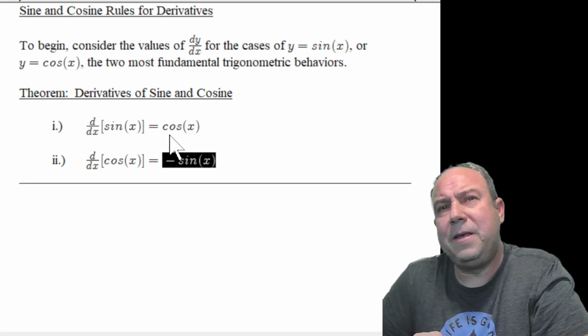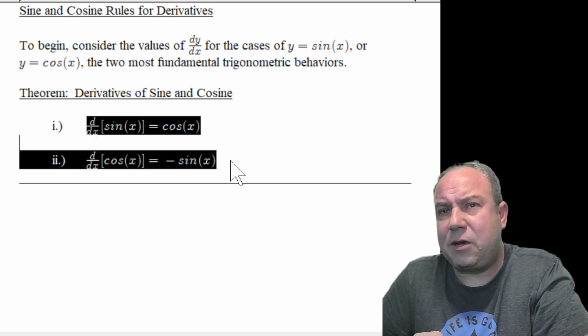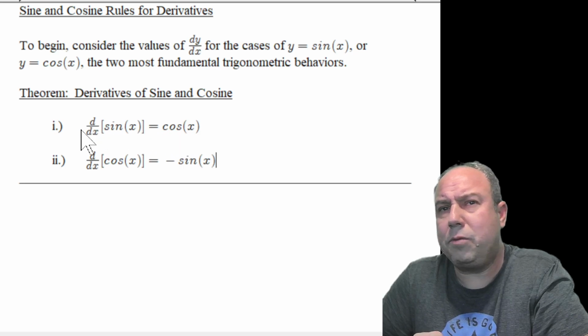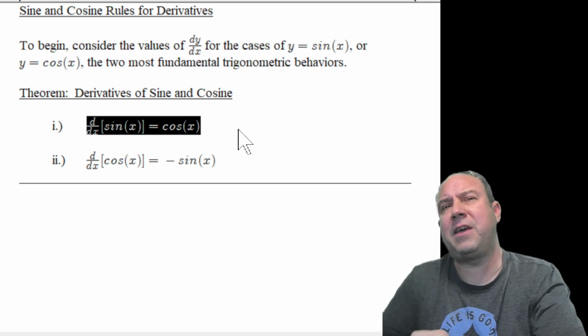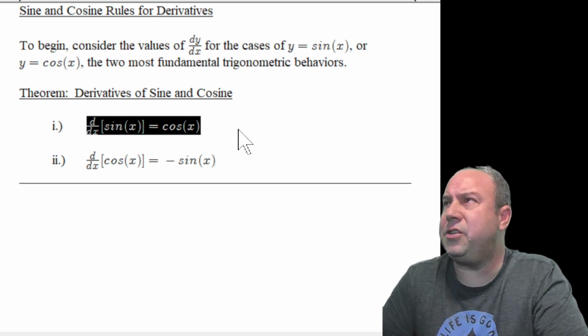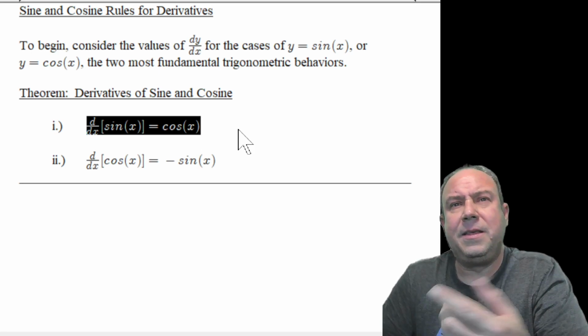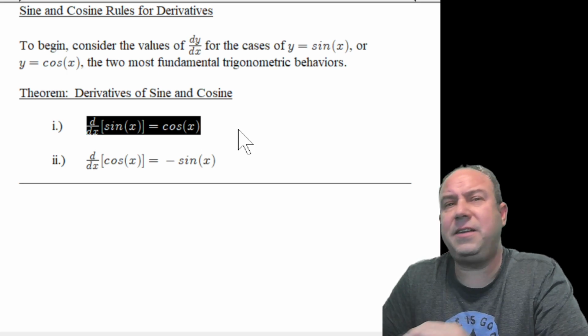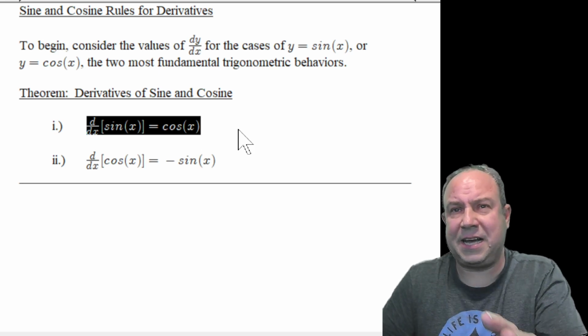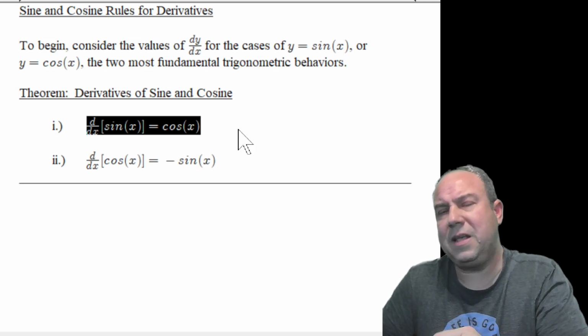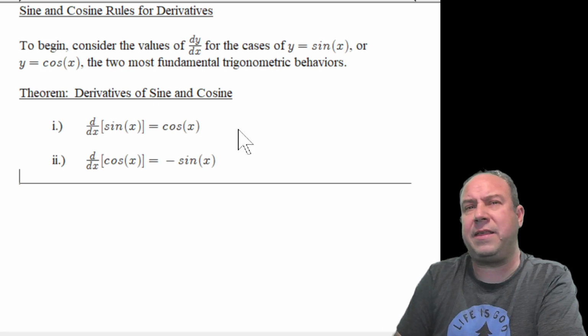The derivatives for the sine and cosine functions have two pretty unique results here, in the fact that they are just variations of each other. The derivative of sine is cosine. The derivative of cosine is opposite sine. Let's look at a little proof of why that is.